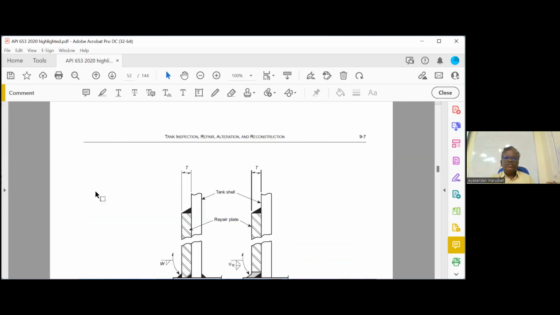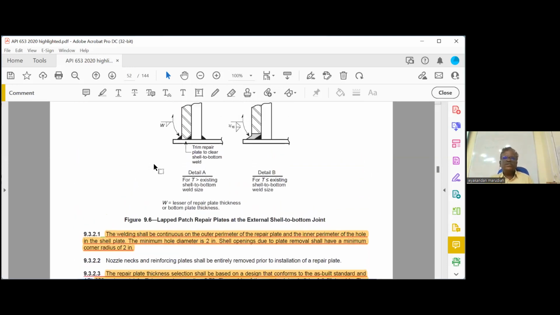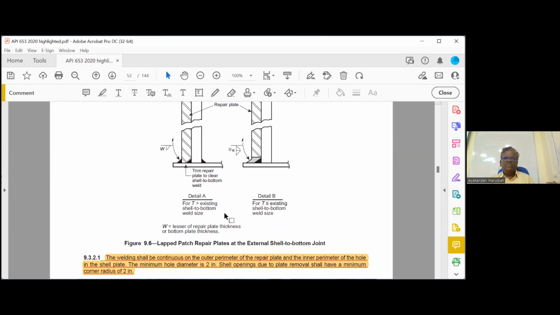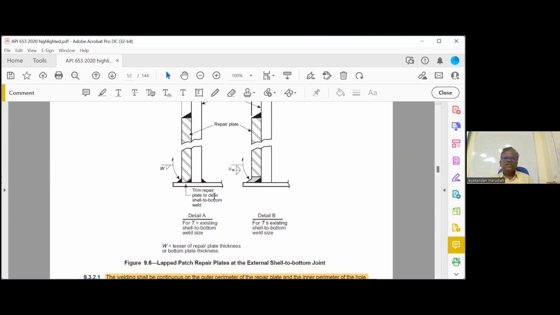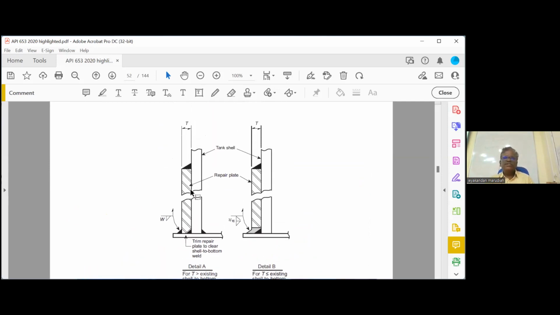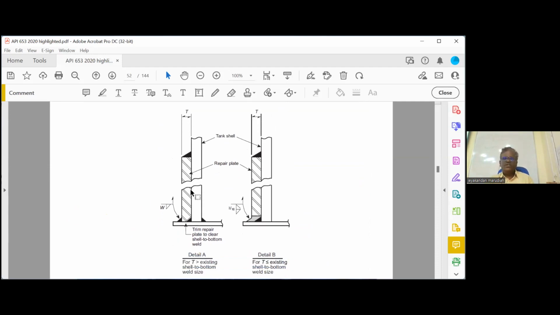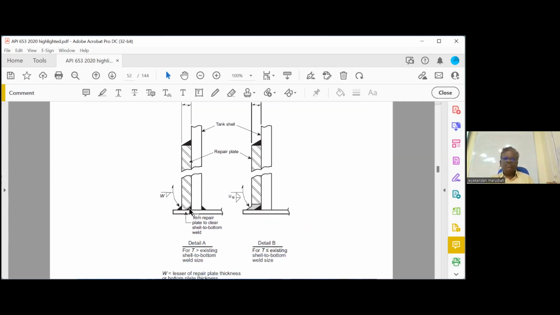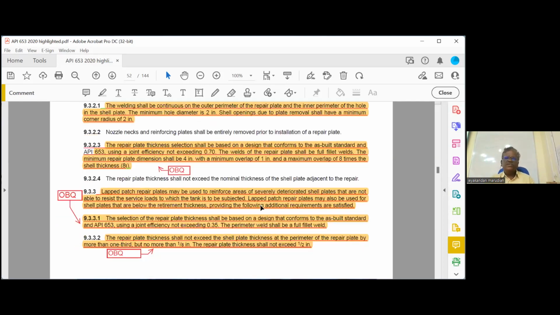The previous page, I think. So this is the sketch they have given: lapped patch at external shell to bottom joint. You have to cut this, page number 9-7, they have given. Either you can cut the plate or you can make this one like this. But that is not important.